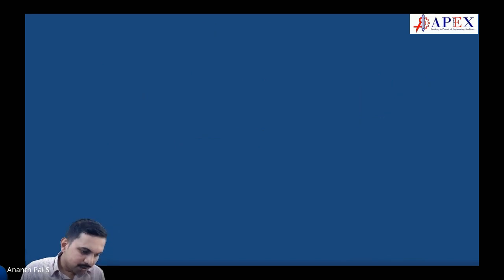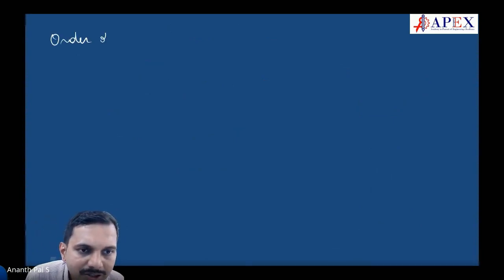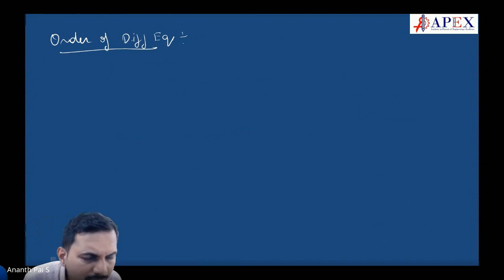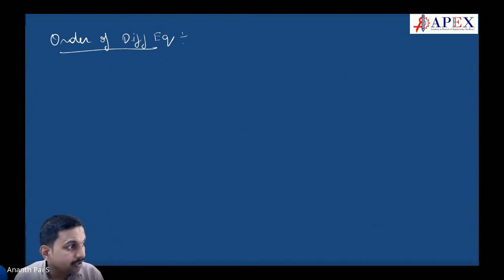So this is about a differential equation. There are a number of cases where different predator and prey models are there, a number of things. Now let us understand what is the order of a differential equation. What does order of differential equation mean? The highest order of differentiation present.